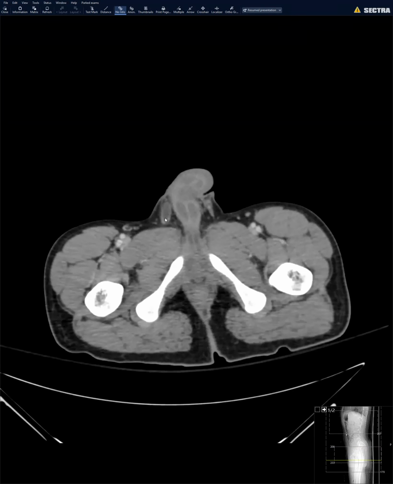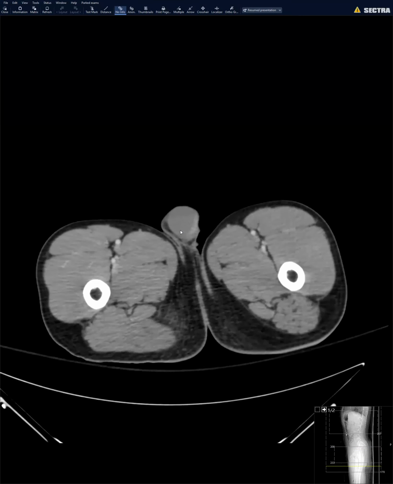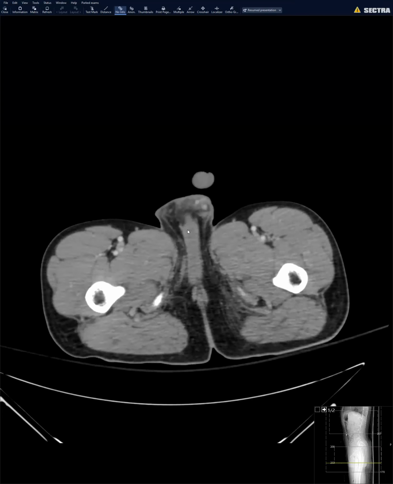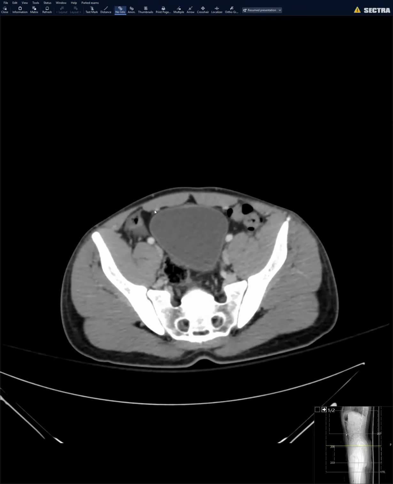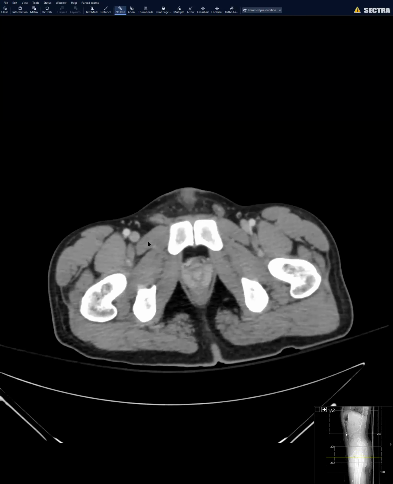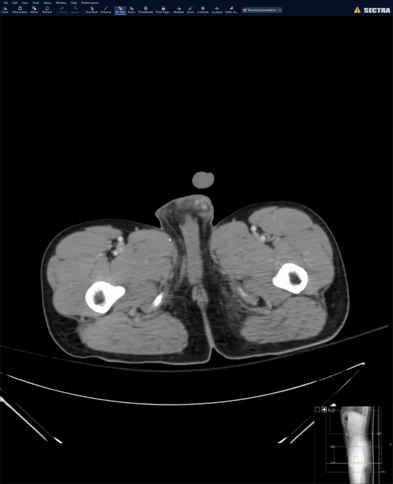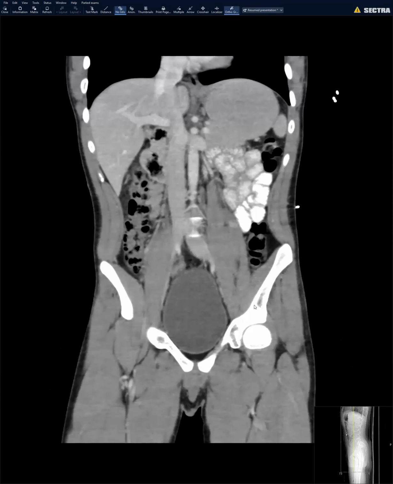And this is just a little bit of fluid in that patent processus vaginalis. And you can see there's only one testicle in the left hemiscrotum. So this was just a mistaken identity of an undescended testicle, which was inadvertently thought to be a hernia, and they attempted reduction. I think the coronal images show it really nicely also.